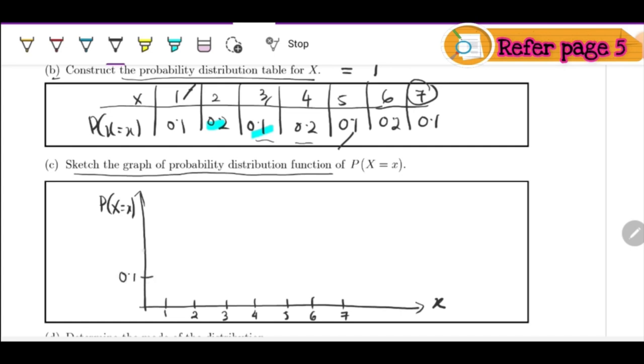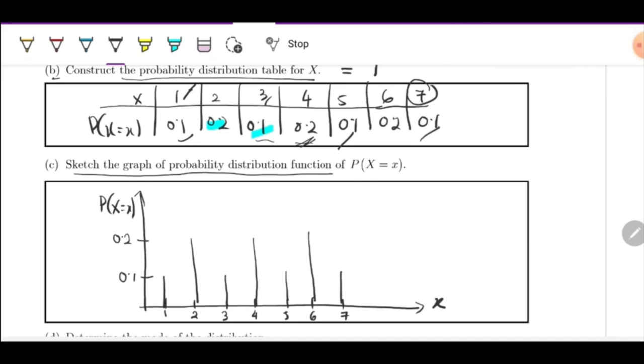Read from the table. When x equals 1, the probability is 0.1. Draw a vertical graph. When x equals 2, the probability is 0.2. When x equals 3, the probability is 0.1. When x equals 4, the probability is 0.2. When x equals 5, the probability is 0.1. When x equals 6, the probability is 0.2. And the last one is when x equals 7, the probability is 0.1.